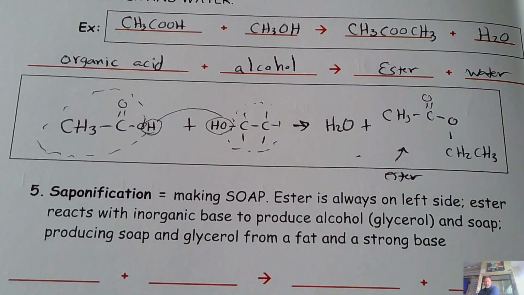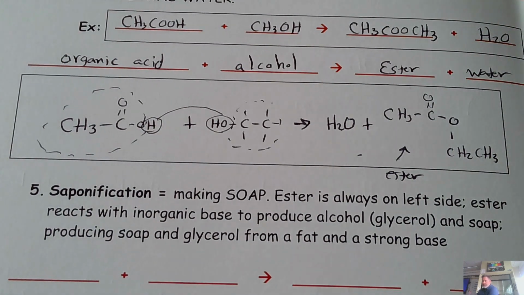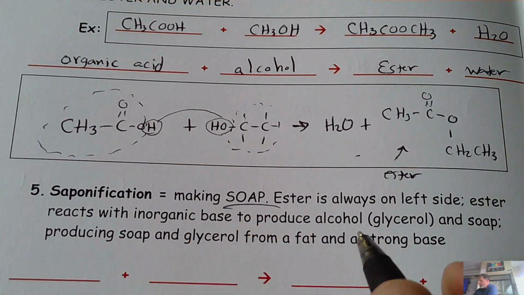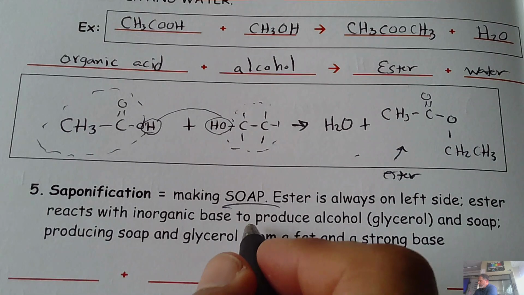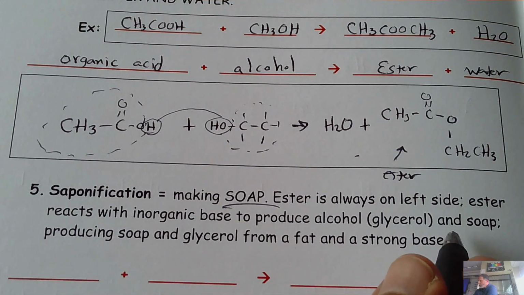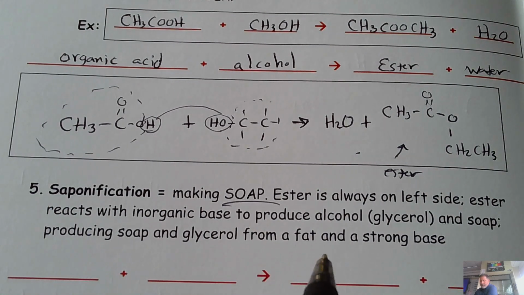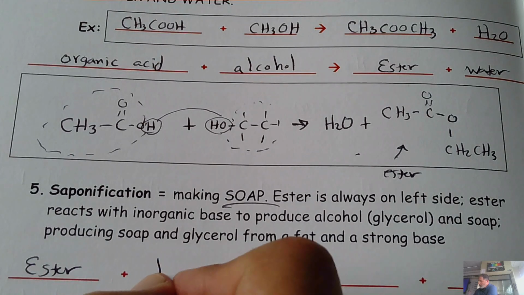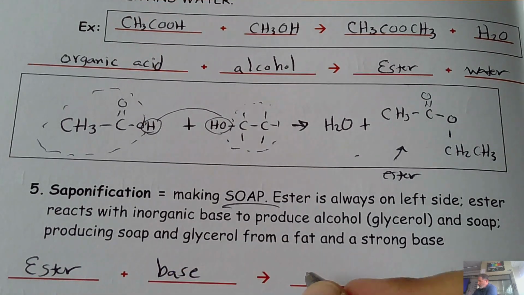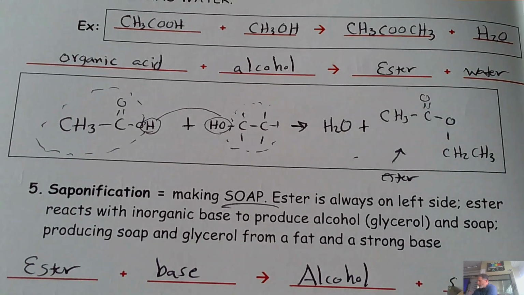Okay, saponification, which is actually a big part. Esterification. Saponification is making soap. Esters are always on the left side. Ester reacts with an inorganic base, like KOH, to produce an alcohol, glycerol, and soap. Producing soap and glycerol from fat and a strong base. That's basically it. So we take an ester, a base, we get an alcohol, and soap.